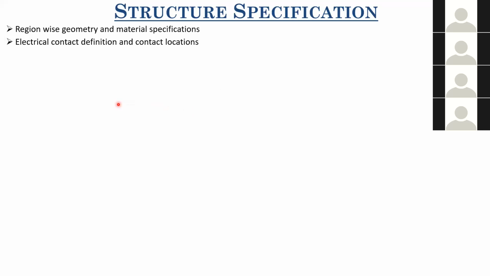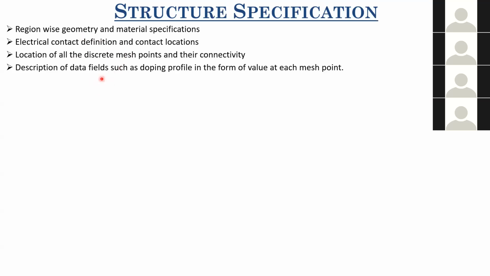Now let us first start with the first step, which is the structure specification. So what exactly are the parameters that we have to define during structure specification? First we have to define region-wise geometry and the materials. Then we have to define the electrical contacts and where exactly these are located. Then we also need to provide the location of all these discrete mesh points and how they are connected. This is a very peculiar step, and this is the most important step while defining structure specification, because the convergence of your structure and the simulation time that your structure is going to take when you simulate it using the device simulator, all those factors depend upon how exactly you have configured these mesh points. And you also need to define the doping profile in the form of a value at each of these mesh points.